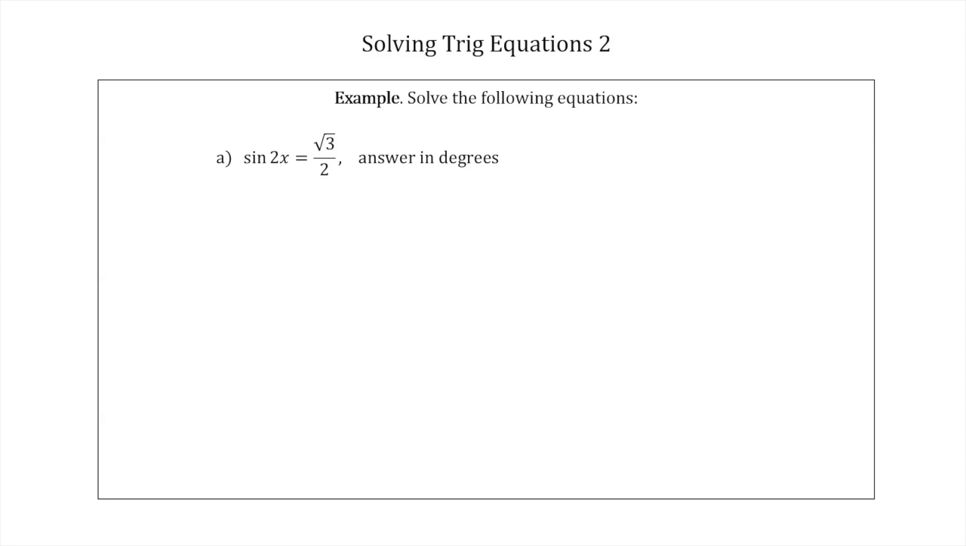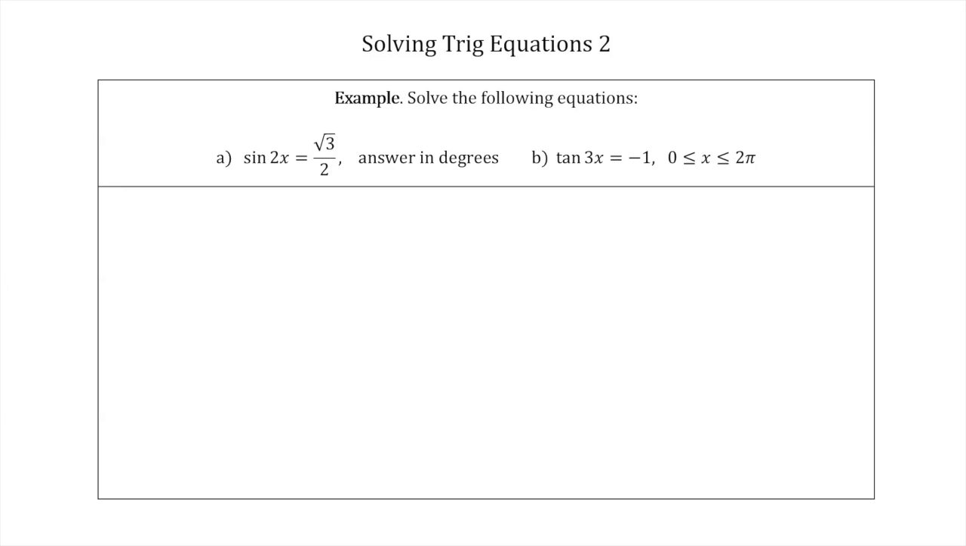So A, sine 2x equals root 3 over 2, answer in degrees we're told. And B, tan 3x equals minus 1, where x is between 0 and 2 pi. We can assume here we're going to answer in radians because the range for x is given in radians. So let's go ahead and try and do A.